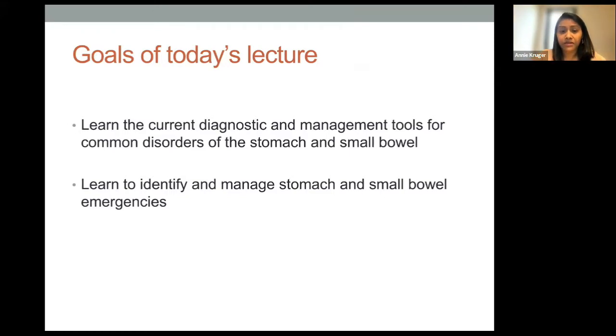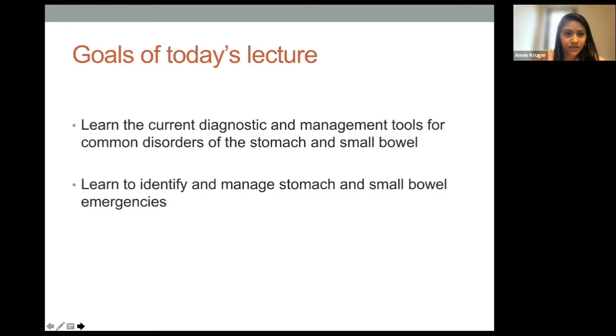And hopefully we can learn to identify and manage some of the emergencies that we see in the stomach and small bowel. Again, one of the goals in medicine is to be able to determine sometimes the not so sick people from the really sick people. And it's very difficult in some situations to know what's a true emergency, particularly when it comes to the bowels. So hopefully we'll go through some of those nuances with you guys today.